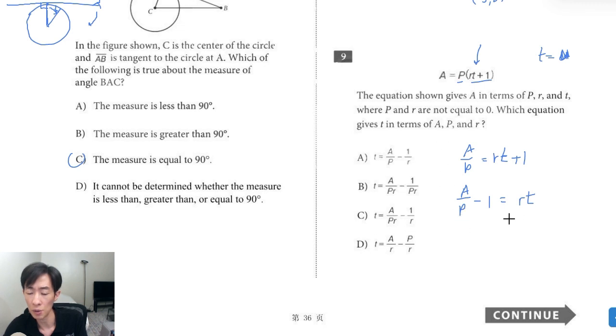And then to isolate the t, we're going to divide both sides by r, or you could think of it as multiply both sides by 1 over r. That might be a little bit easier, because notice in the answer choices, they do keep this part separate where you're subtracting things. So on the right side, the r's divide out, we get t. The left side, you've got to do each part. So the first part becomes A over RP minus 1 over R. And that means that the answer is going to be equal to C.